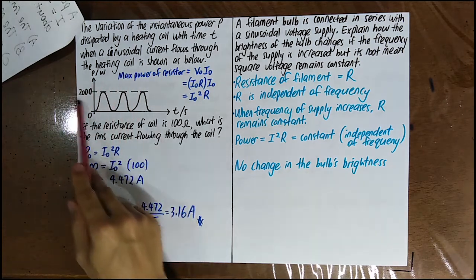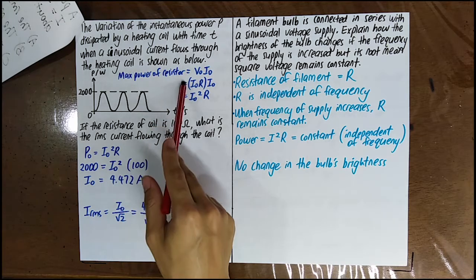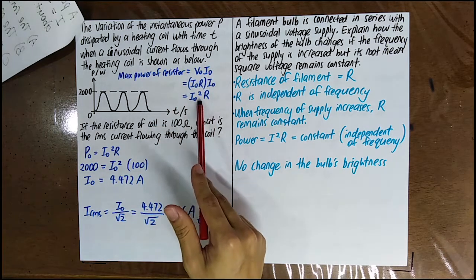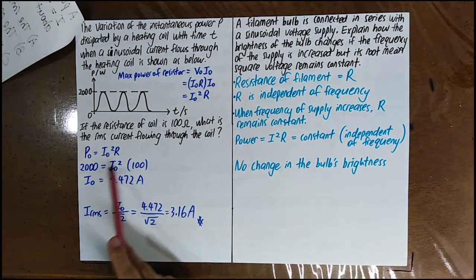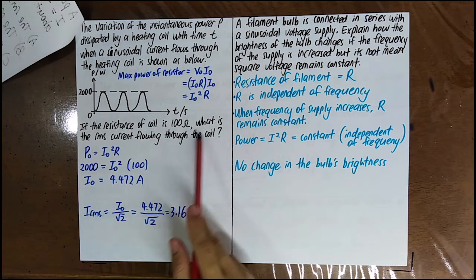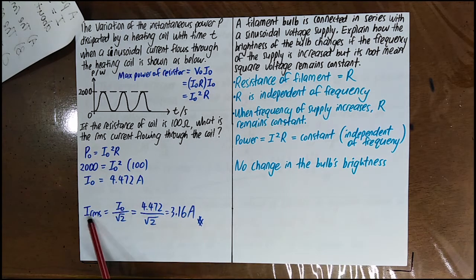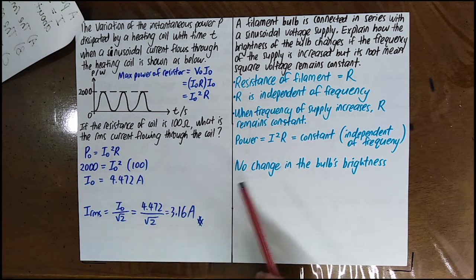Okay, this is maximum power, and you remember the formula for the maximum power of the resistor, P0 equal to V0 I0, which is equal to I0 squared R. So you substitute the value, then you can get the I0, which is the maximum current flowing through the resistor. But now you want the root mean square current flowing through the coil, so you just use this formula, which is the first formula you have learned in this alternating current circuit chapter.